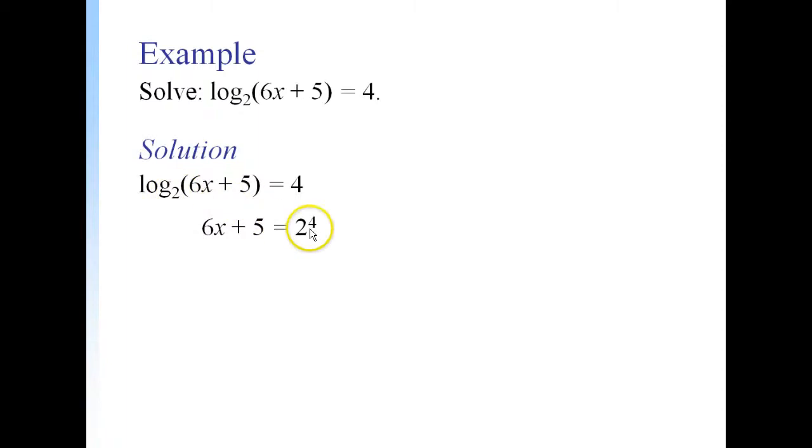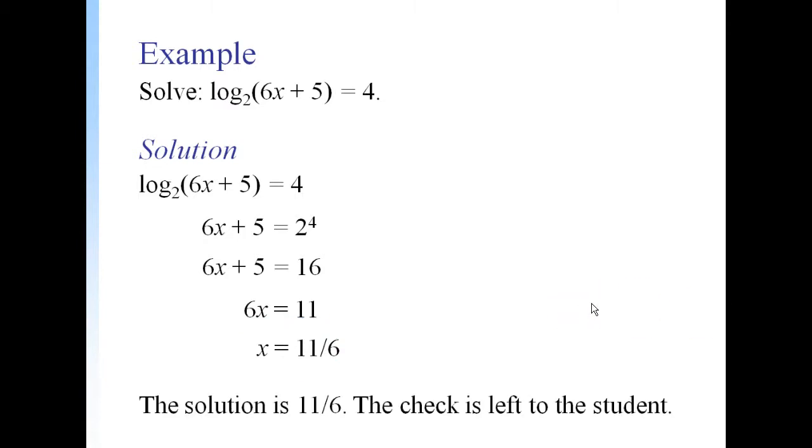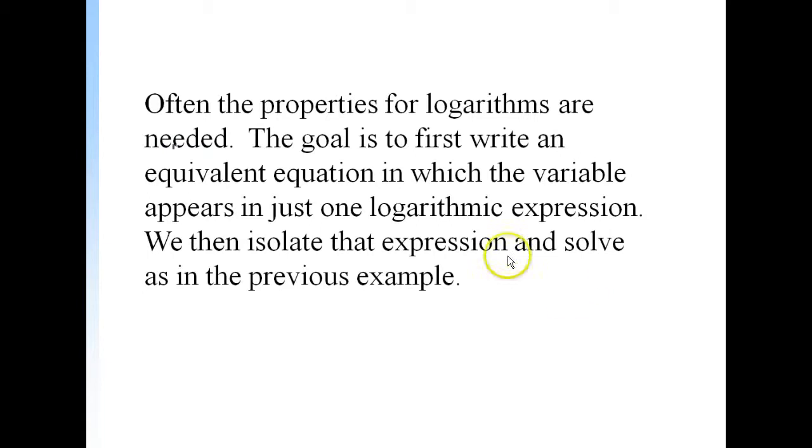So again, log base 2 raised to the 4th equals our answer. Transpose the 5, becomes a negative 5, 11. Divide both sides by 6. Again, I don't like the way they're doing that. And that gives us 11/6. Again, that's not a nice way to do it, but I guess that's the way they do it. Okay. And the check does work out.